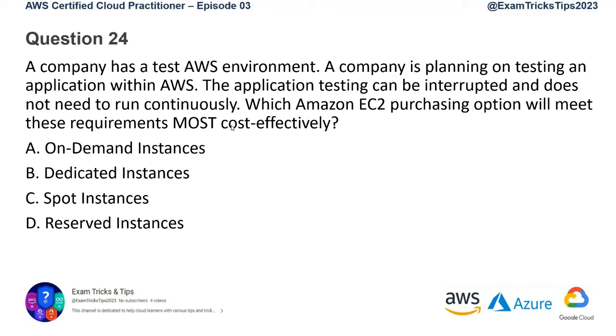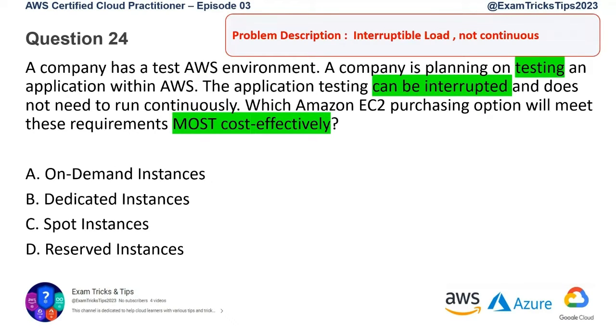Question number 24. It's quite a lengthy question. A company has a test AWS environment. The company is planning on testing an application within AWS. The application testing can be interrupted and does not need to run continuously. Which Amazon EC2 purchase option will meet these requirements most cost effectively? All right, you can pause the video, read the question yourself, as well as identify keywords and the problem description, and highlight them. Hope you've done that. All right, let's see what the keywords are here.